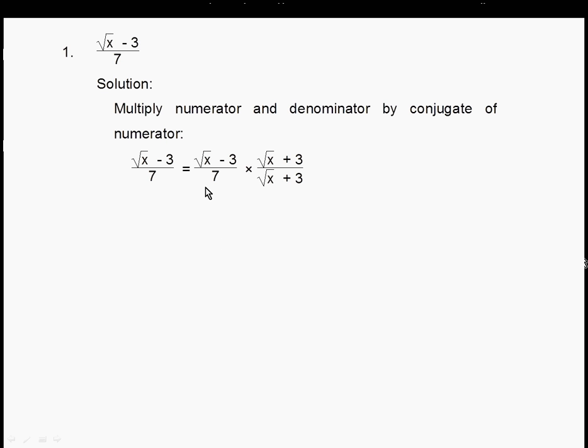Okay, now in the denominator, this time I'll just indicate the multiplication. 7 times square root of x plus 3. In the numerator, I'm going to do FOIL. So I'll have square root of x squared plus 3 square root of x minus 3 square root of x minus 9. Outer and inner add up to be 0. The square root of x squared is x. So my numerator becomes x minus 9. If you want to distribute the 7 in the denominator, your choice. I prefer not to do it.